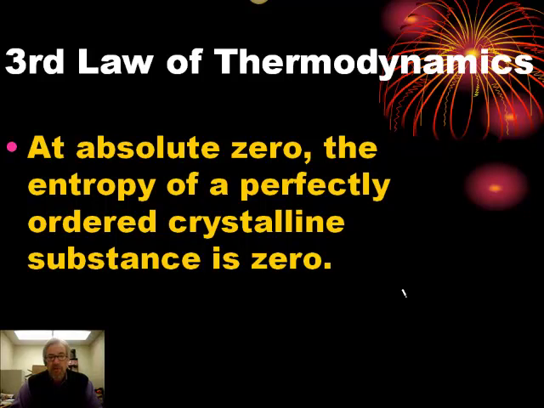It says at absolute zero, the entropy of a perfectly ordered crystalline substance is zero. So that means you have a solid, all the particles are exactly on spot where they're supposed to be in the lattice formation, and it has no entropy. There's no randomness at all. So that provides us with a sort of a reference point. And everything can be measured based on a perfectly crystalline substance at absolute zero.